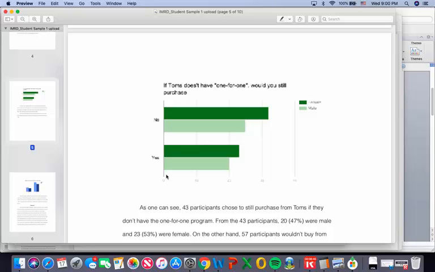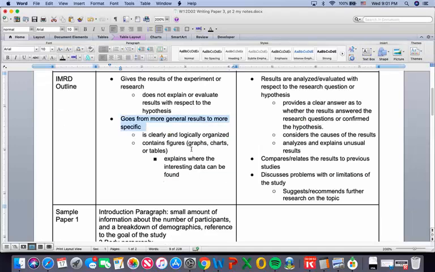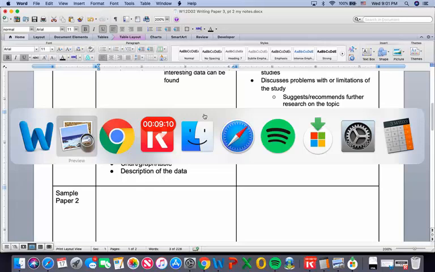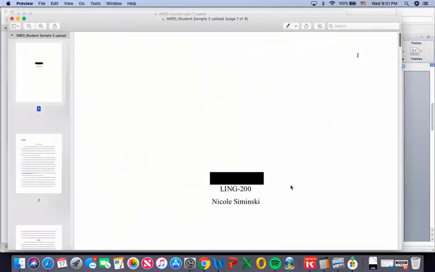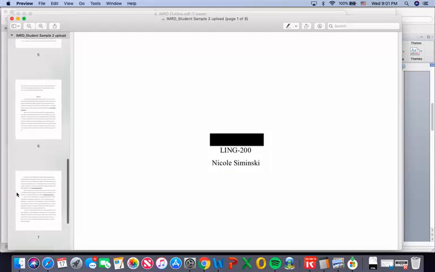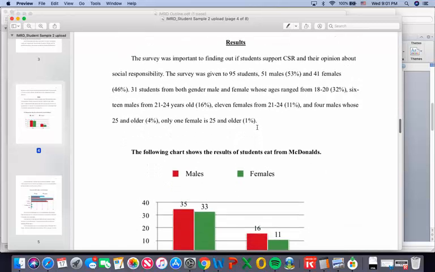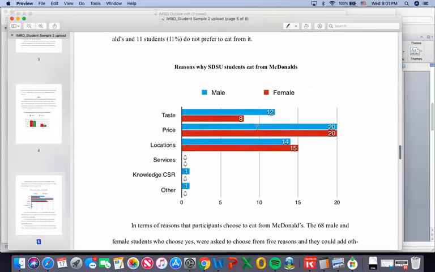Let's go ahead and I want to look at paper 2. So take a moment and read paper 2 and see if it uses this same kind of outline where there's an introduction paragraph and then 3 body paragraphs that are composed of an introduction, a chart, graph, table, and then a description of the data. So let's go and look at research paper number 2. And if you want, go ahead and take a moment and read through it and see what you find.